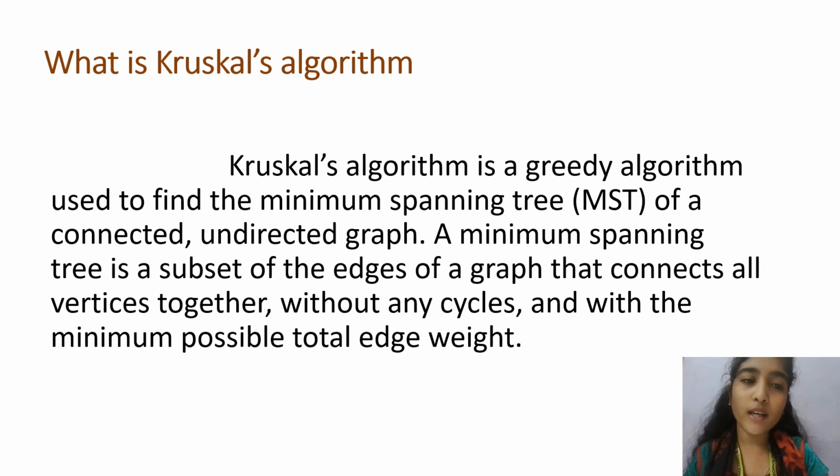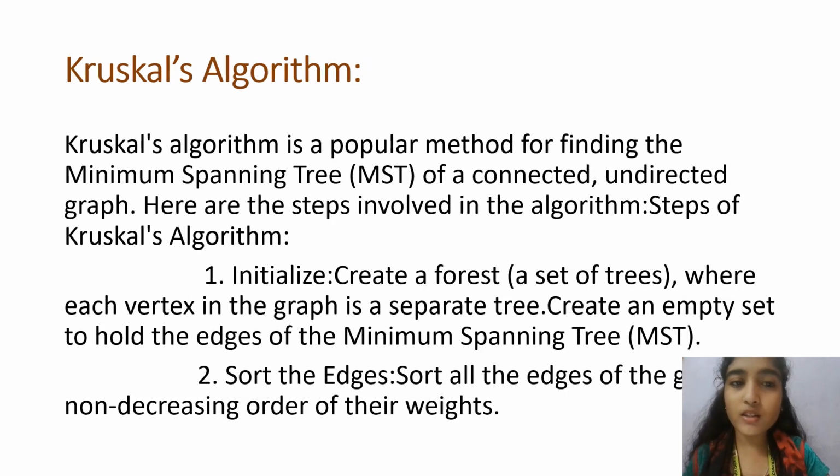So we are going to the next type. The second type is Kruskal's algorithm. This algorithm is also a greedy algorithm used to find the minimum spanning tree of a connected undirected graph. A minimum spanning tree is a subset of the edges of a graph that connects all the vertices together without any cycles and with the minimum possible total edge weight. So moving to its algorithm steps. Here also I have mentioned the step-by-step process. Kruskal's algorithm is a popular method of finding the minimum spanning tree of a connected undirected graph.